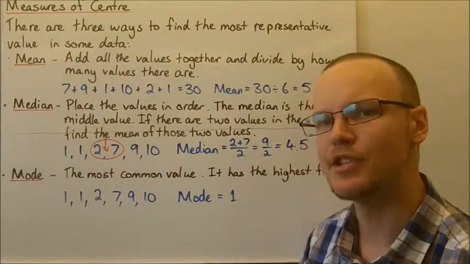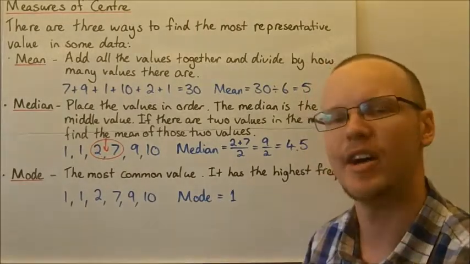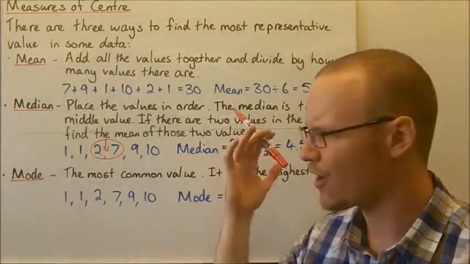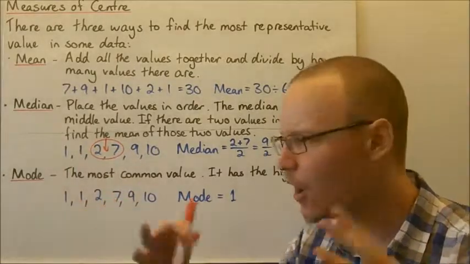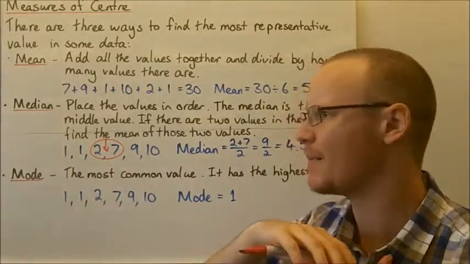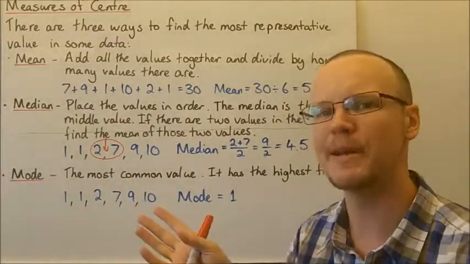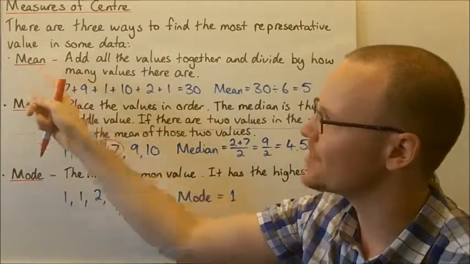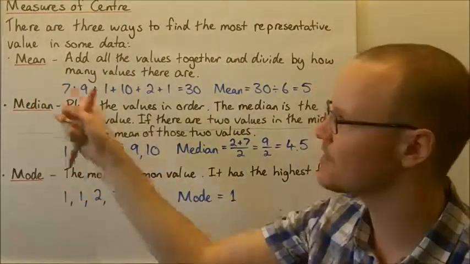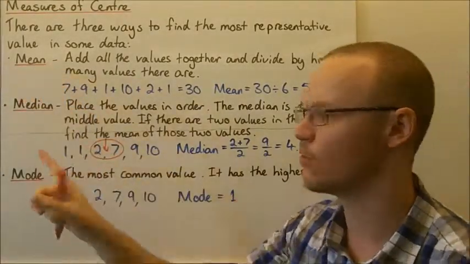The reason that these are useful is that it gives us an idea about, if we've got a whole bunch of data, what's the most representative number of the whole lot. We're surveying 100 different people, but what do most people say? Well, what's the average response? And we can find different kinds of averages using mean, median or mode.